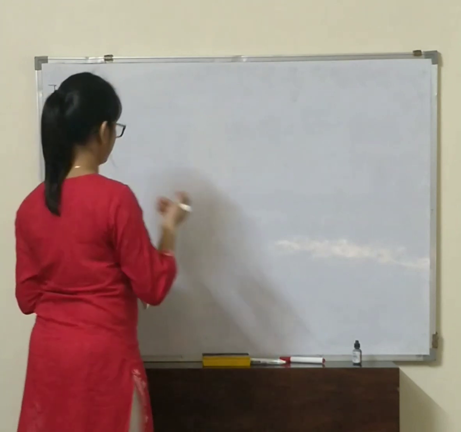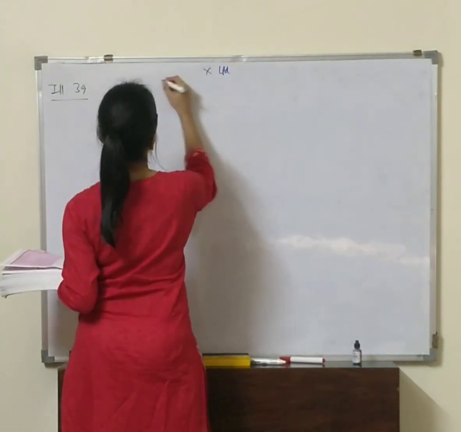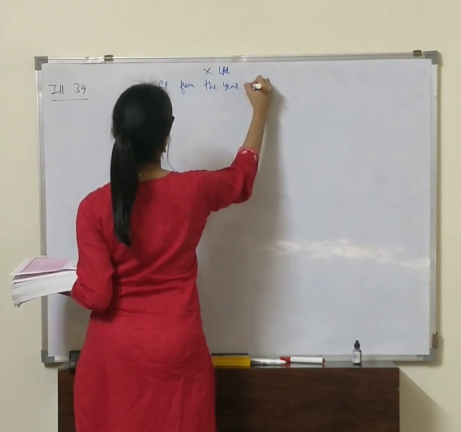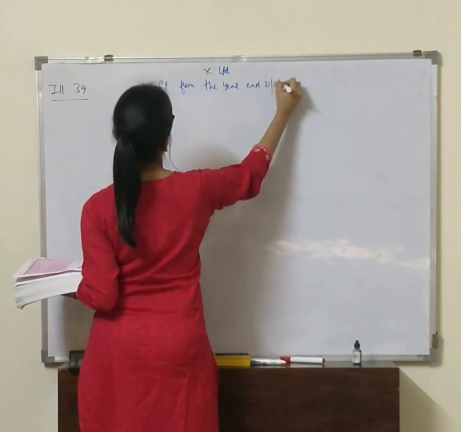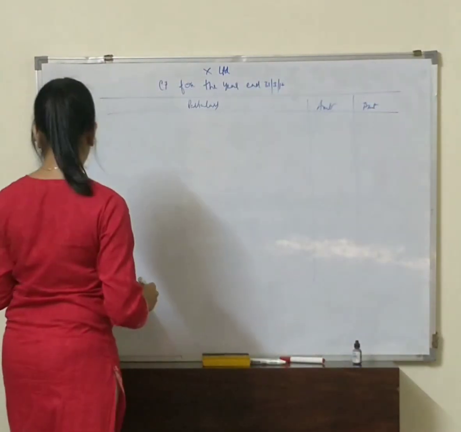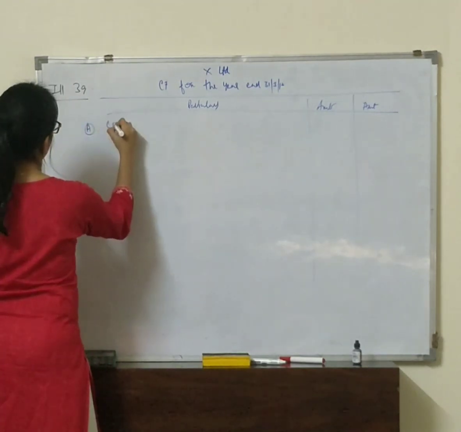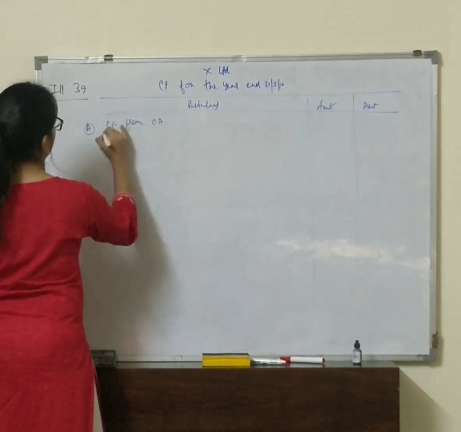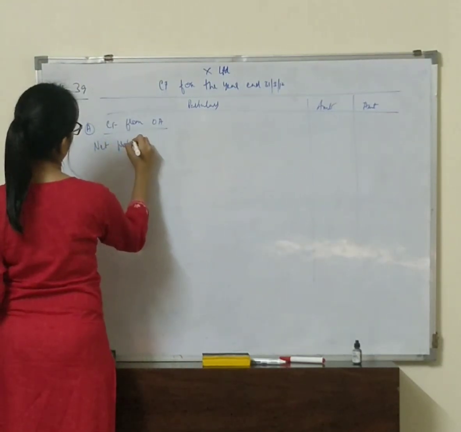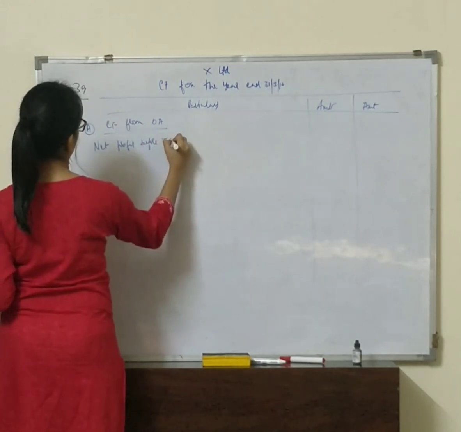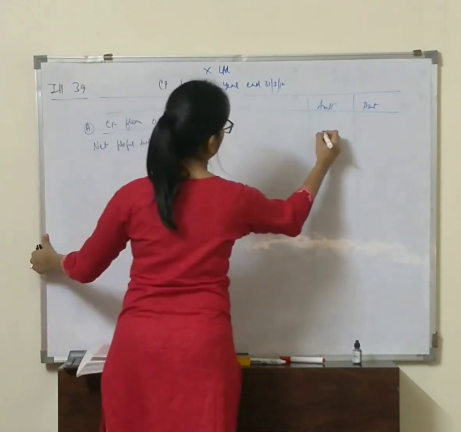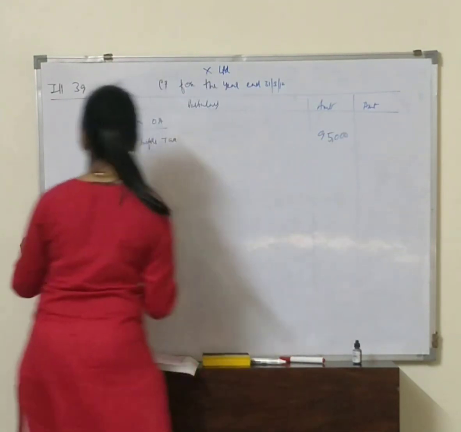Next we'll prepare our cash flow statement. X Limited cash flow statement for the year ended 31st March 2012. So we'll have 3 columns, particulars, amount and amount. So the first step is cash flow from operating activities. Under that, what do we write first? Net profit before tax. What is our net profit before tax? We already found out it is 95,000. So write down 95,000.